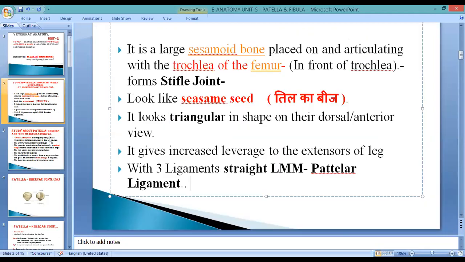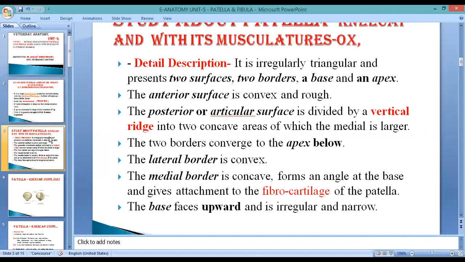For the description, this is a triangular bone. We have already discussed that it is a triangular bone, indicating three angles and three borders. But here, when we observe from the dorso-anterior view, it looks triangular. So we describe it as containing two surfaces, two borders, a base and an apex.